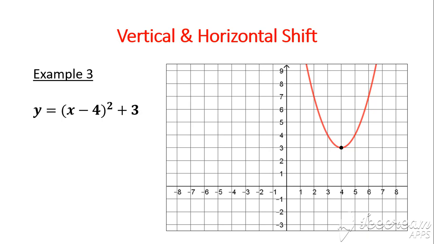That's the vertex right there. The vertex is 4 across and 3 up. Let me explain what's gone on. See that x minus 4 in brackets, that's a horizontal shift. And because it's minus inside the brackets, we've got to go across to the positive 4. So the graph has moved 4 squares to the right. And see that plus 3 at the end, that represents a vertical shift. So the graph has gone 4 squares to the right and then 3 squares up to get to the vertex.